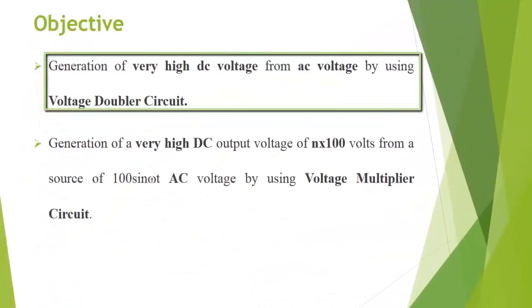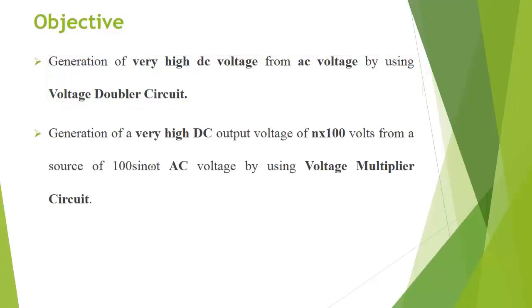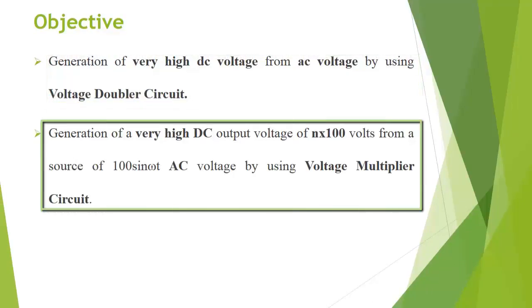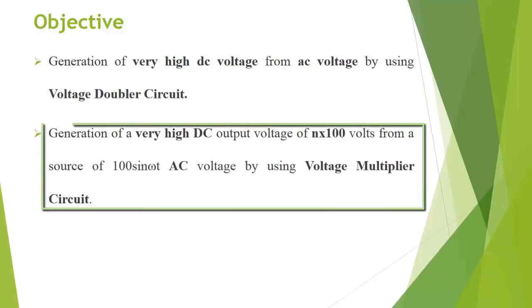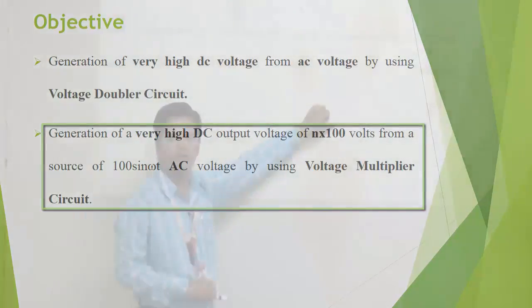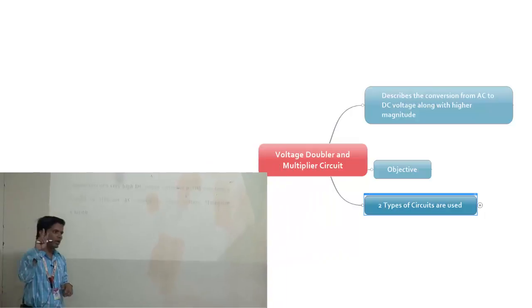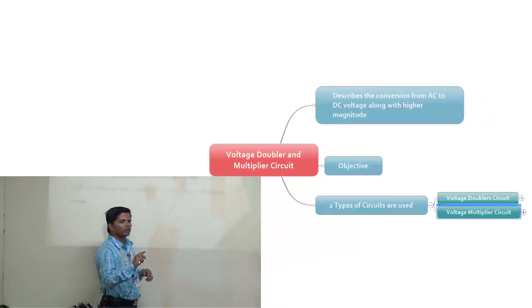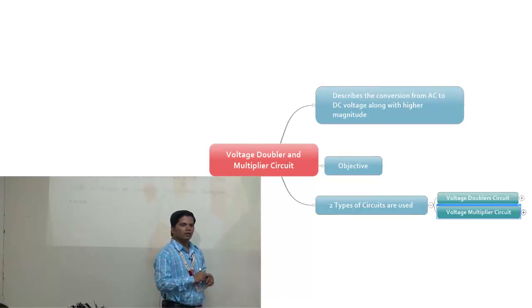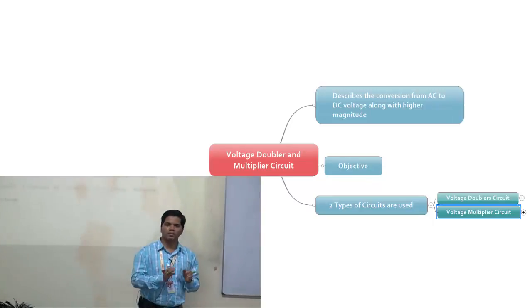The first is generation of very high DC voltage from AC voltage by using the voltage doubler circuit, and our second is generation of a very high DC output voltage of n cross 100 volts from a source of 100 sin omega t AC voltage by using the voltage multiplier circuit. So here we will use two types of circuit. One is the voltage doubler circuit, another is the voltage multiplier circuit.